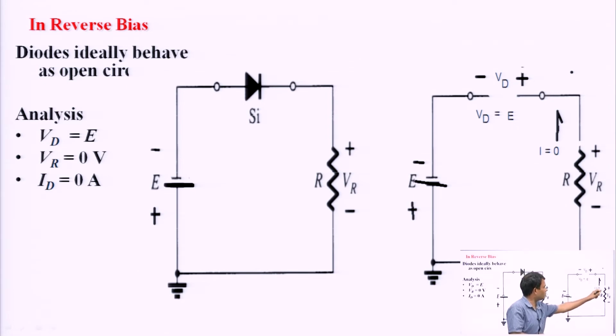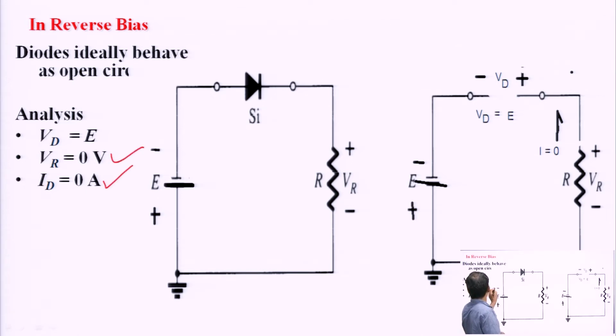This means current through the resistance is 0. What is the voltage across the resistance? VR is equal to R into 0, so this becomes 0. ID equal to 0, VR equal to 0. Okay guys. Now, one question arises, what is the voltage across the diode?